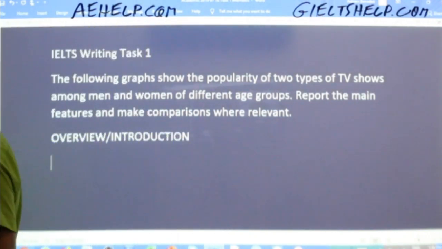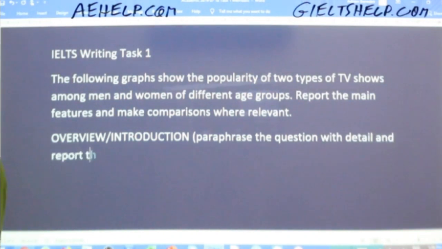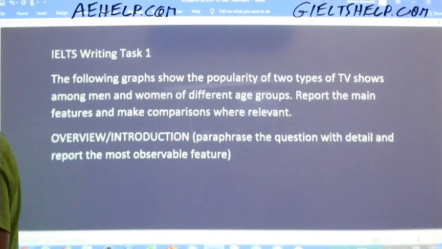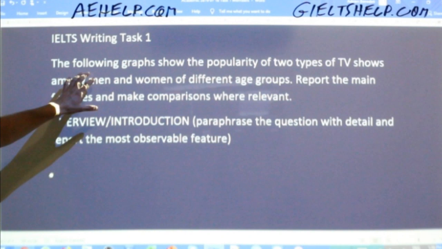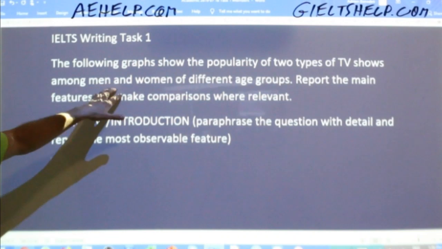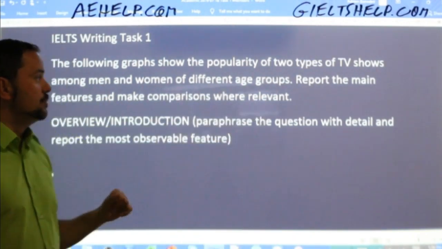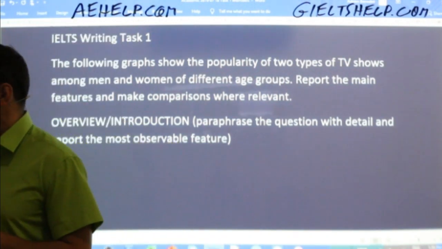Okay, so overview, introduction. It has 2 parts. One is paraphrase the question with detail and report the most observable feature. Those are the 2 parts of the overview. So let's do that now. Let's paraphrase this question. The following graphs show the popularity of 2 types of TV shows among men and women of different age groups. Report the main features. Make comparisons where relevant. So let's paraphrase this.